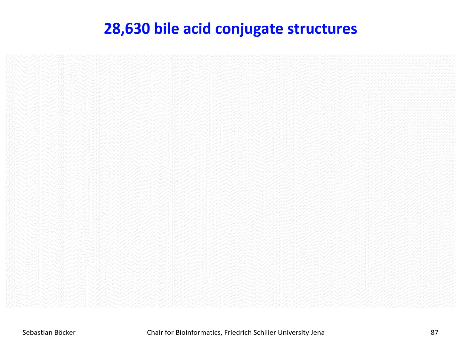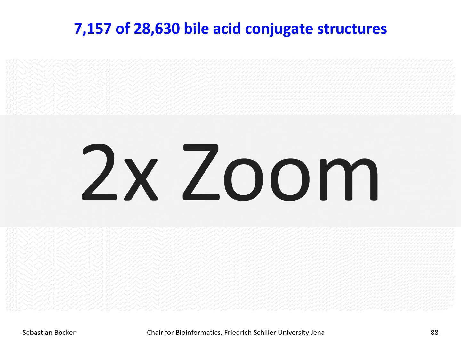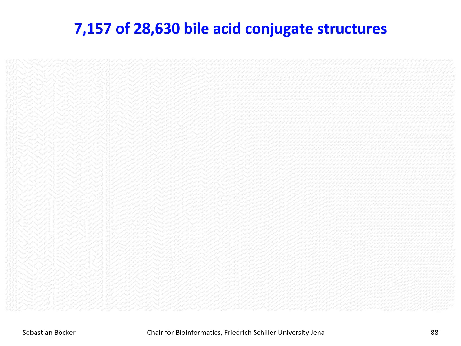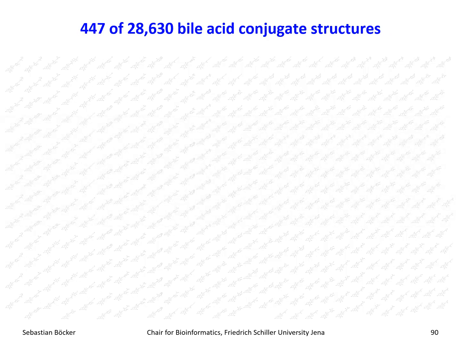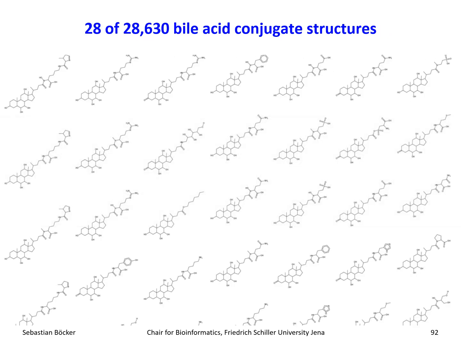Do you see all the 28,000 structures here? Probably not. So let's zoom in a little bit. Okay, this is 2-fold zoom in. Okay, 4-fold zoom in, 8-fold zoom in, 16-fold zoom in, and now at 32-fold zoom in, you actually see something, but unfortunately, this is now only 0.1% of all the bile acid conjugate structures which we generated.